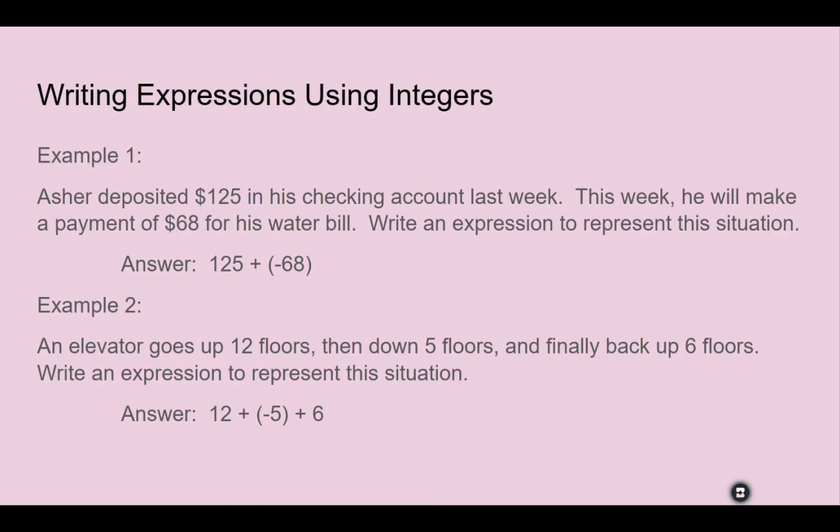Let's look at a second example. An elevator goes up 12 floors, then down 5 floors, and finally back up 6 floors. Write an expression to represent this situation. Going up represents a positive value, so we have positive 12. Down 5 floors, we can represent that with a negative 5. And back up 6 floors, we can represent with a positive 6. So I represented this as 12 plus negative 5 plus 6. Again, I want to stress, we don't need the parentheses around the negative 5. We could also write 12 minus 5 plus 6.